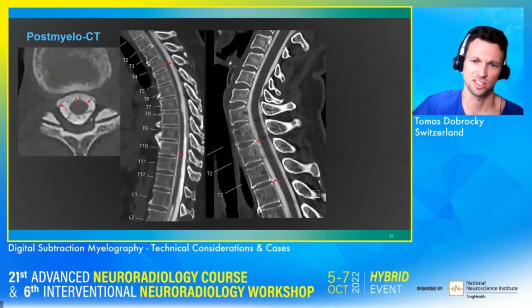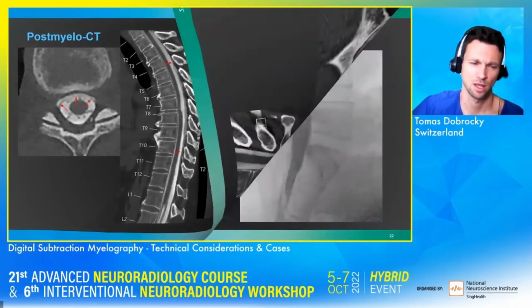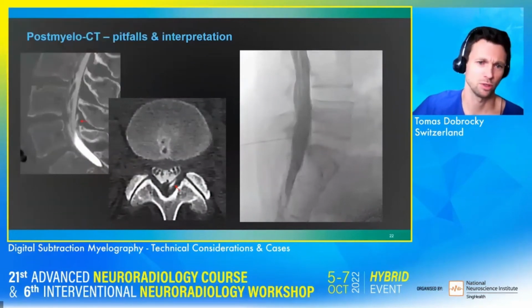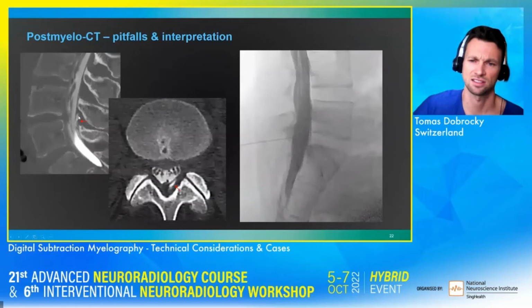And then you can see those small osseous spurs, and here is the underlying spur that has caused the leak. There are some pitfalls. When you perform a lumbar puncture, obviously there might be some contrast in the epidural space at this level, but spontaneous leaks at this level are extremely rare.